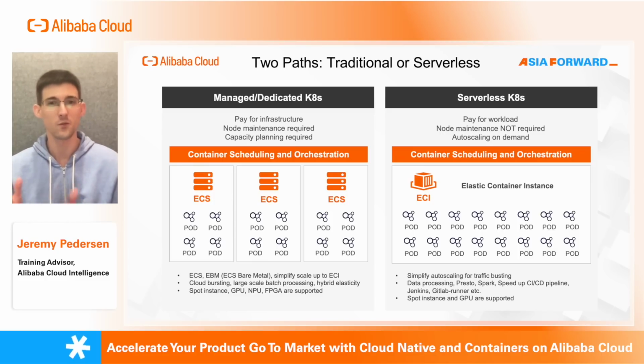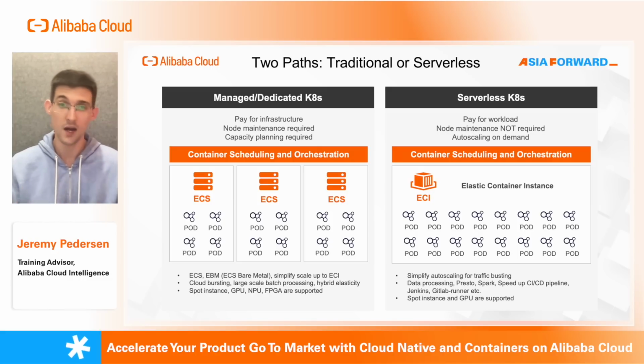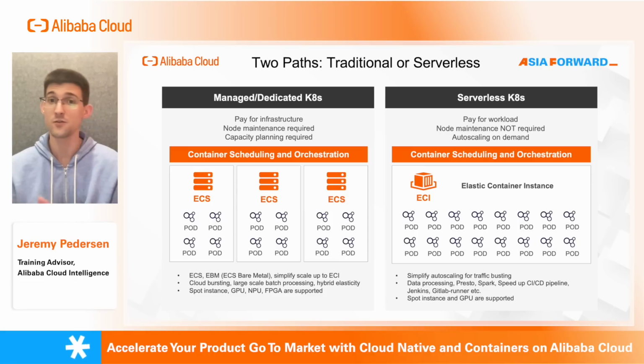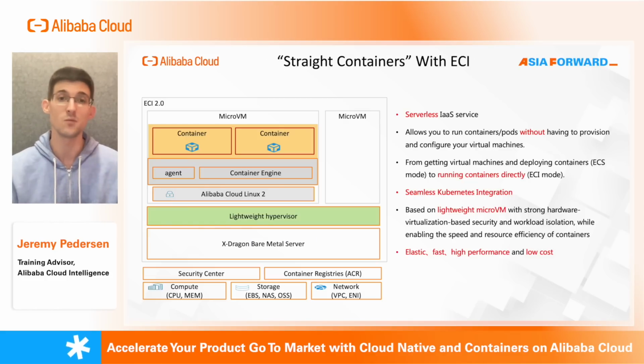Serverless, on the other hand, on the right-hand part of the slide, that actually runs on top of ECI, our Elastic Container Instance. This is just a serverless tool for directly launching Docker containers. So what you do with a serverless Kubernetes cluster is your pods actually just run directly on ECI. You don't have to manage a master node or any workers. The entire cluster, from your perspective, is managed by us. It's simply a platform that you utilize. You don't have to do any management work.